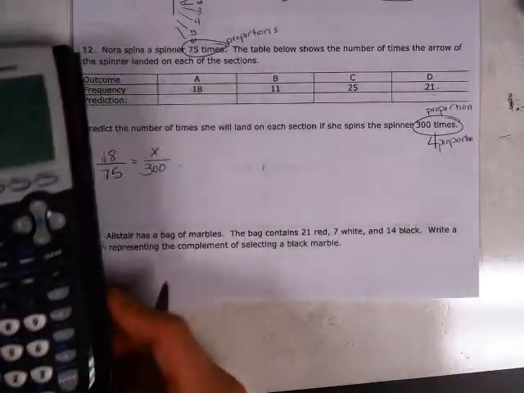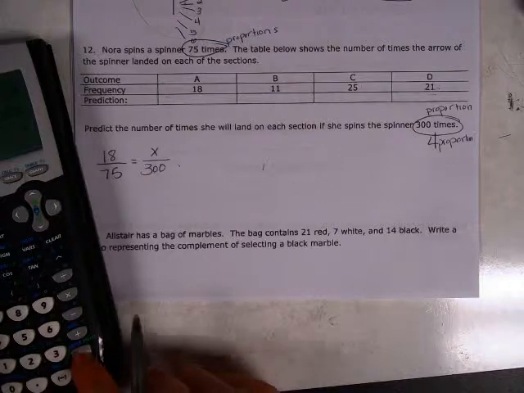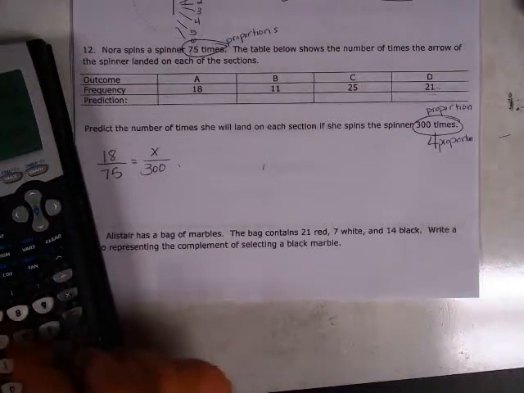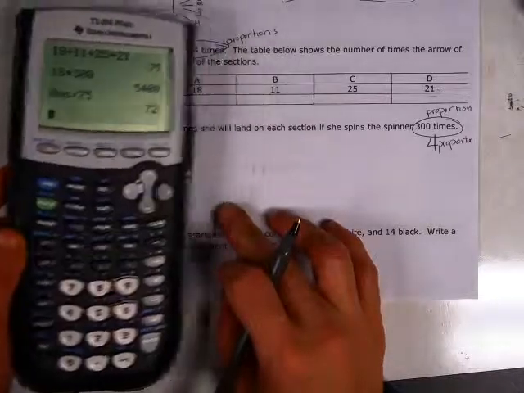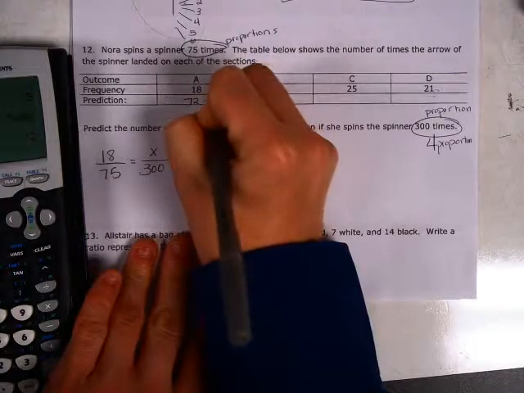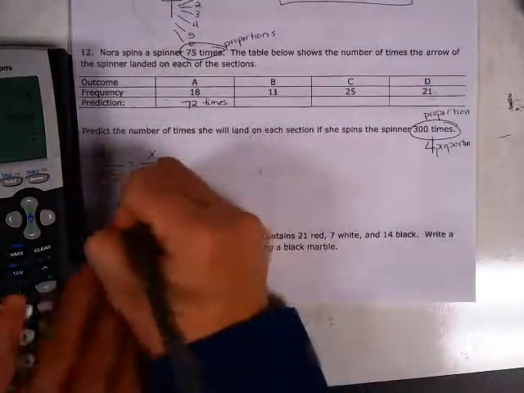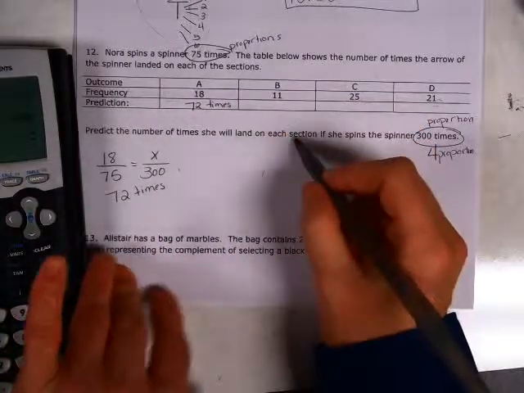And let's just solve it. I'm not going to rush. So 18 times 300 divided by 75 is 72. So this will be 72 times. Okay, 72 times. Okay, let's try it for B.